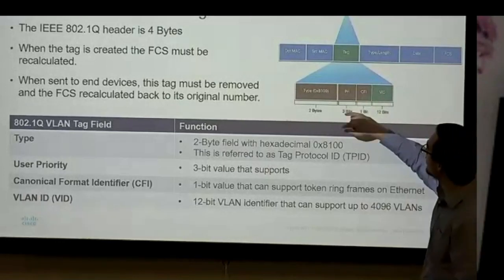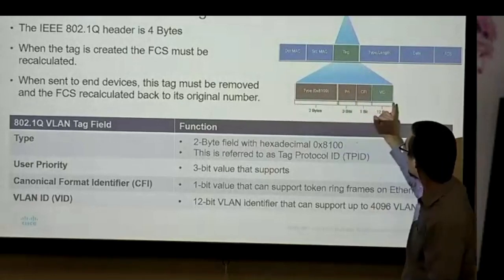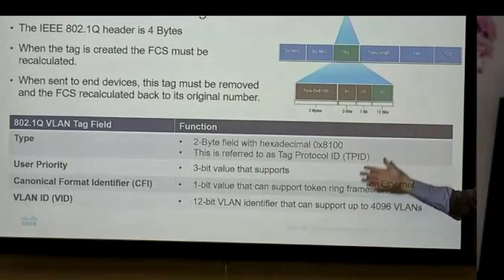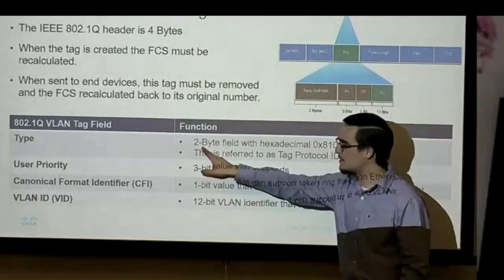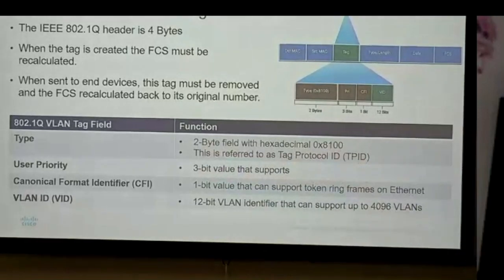Okay, but within the frame, you have this area and this area. What's inside of that area are these fields, you need to know these fields. You do need to know these fields. Okay. So type, 2 bytes. How many bits are in this? 16 bits. Correct. 16 bits.